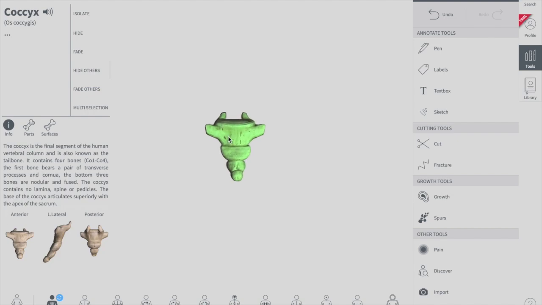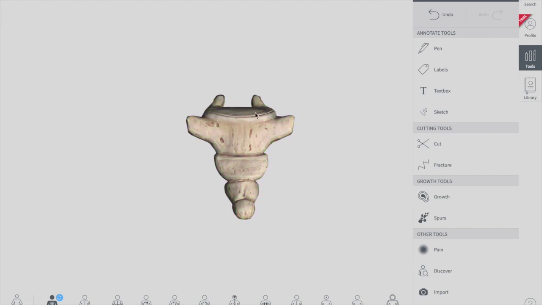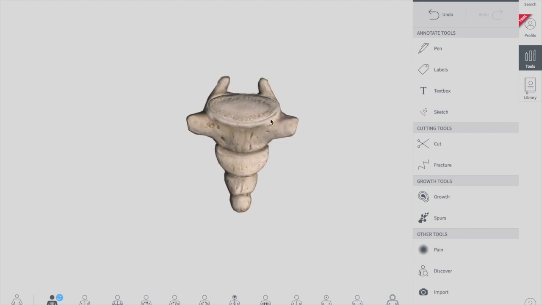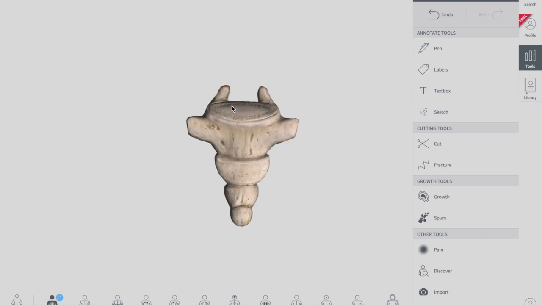So the base is located most superiorly. This is your base on the superior surface. You can see right here, that is your base out there. Located most superiorly and contains a facet for articulation with the sacrum. On the superior surface of this, there is a sacrum attachment. The apex is down here, which is situated inferiorly at the terminus of the vertebral column.